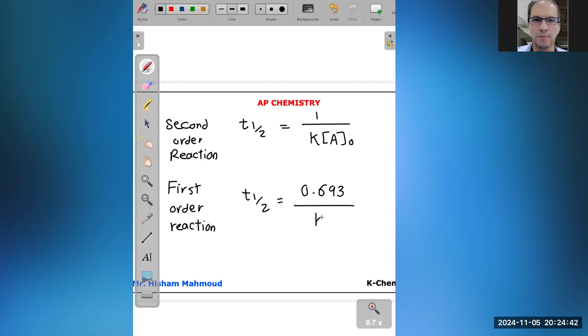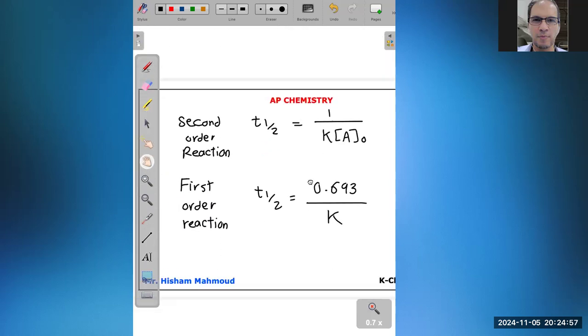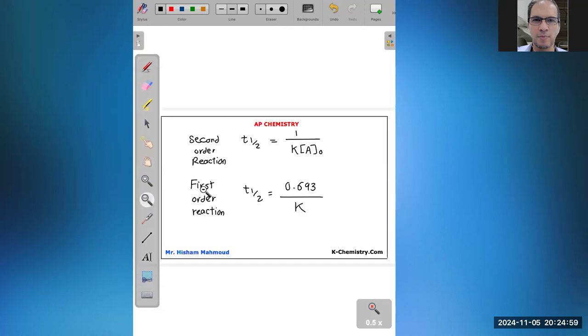0.693 over K. This time for the second order T half is equal to 1 over K multiplied by the initial concentration. Once you memorize this equation, the easiest thing in the topic is that you will just apply the values. You will just apply the values and then it will be just direct application.